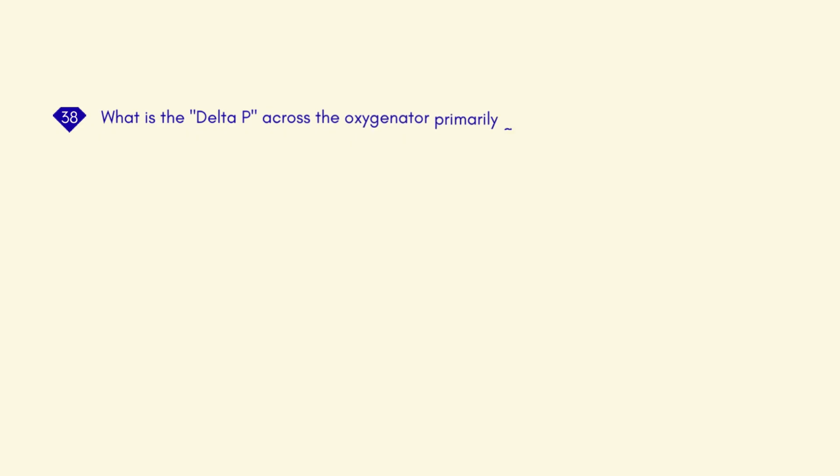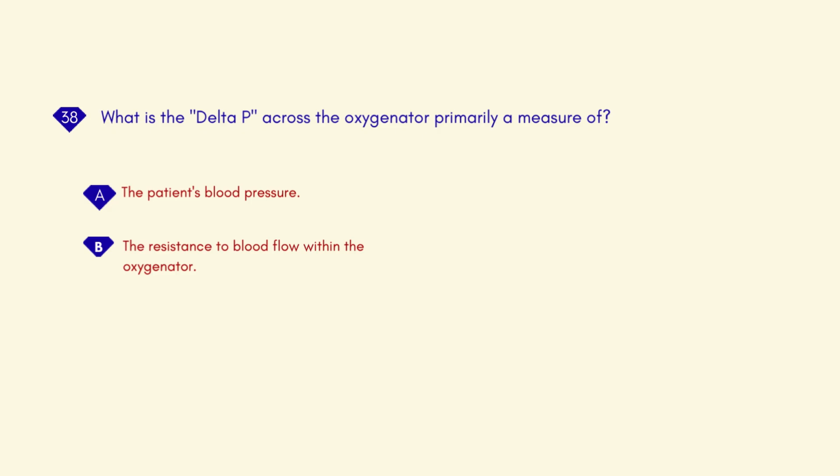What is the delta P across the oxygenator primarily a measure of? A. The patient's blood pressure. B. The resistance to blood flow within the oxygenator. C. The speed of the sweep gas. D. The temperature of the blood.